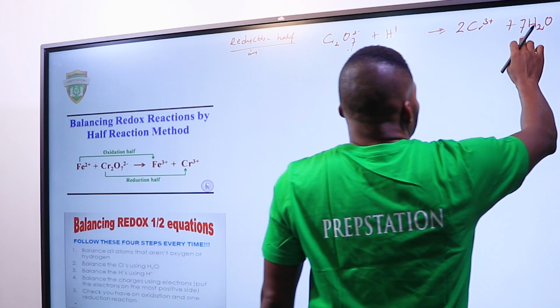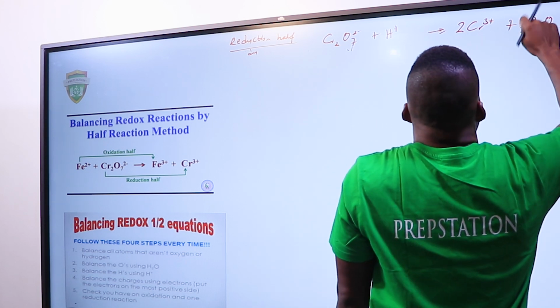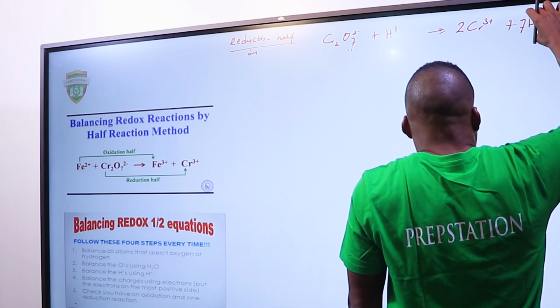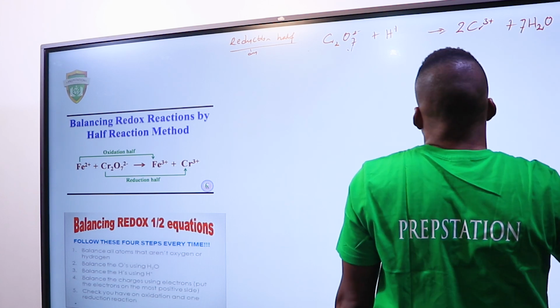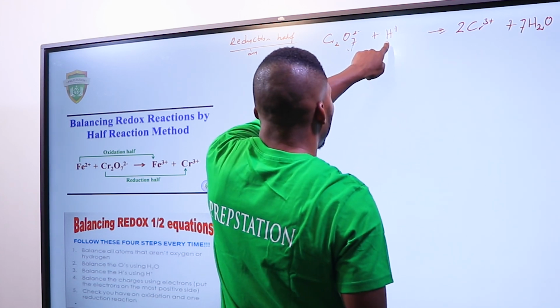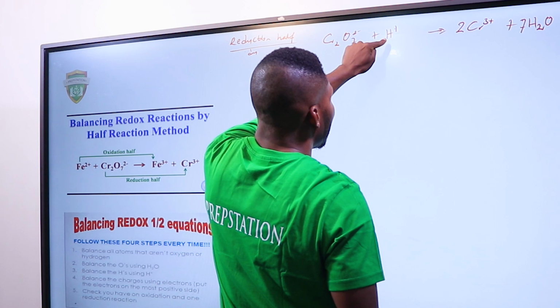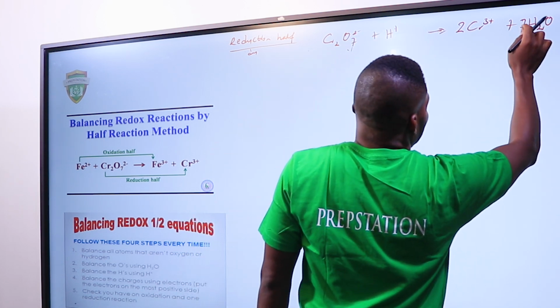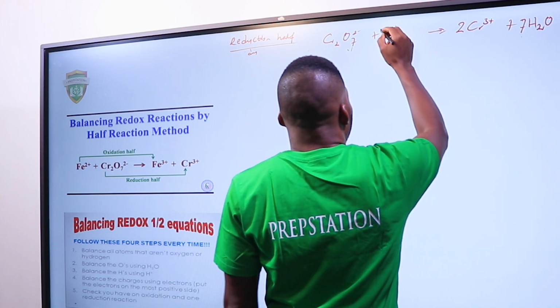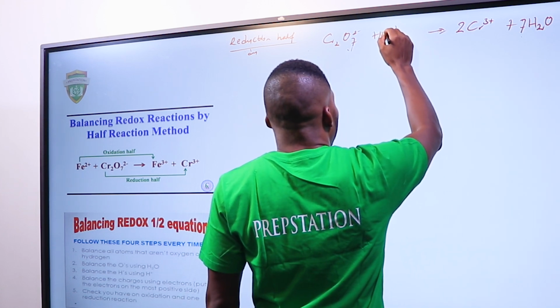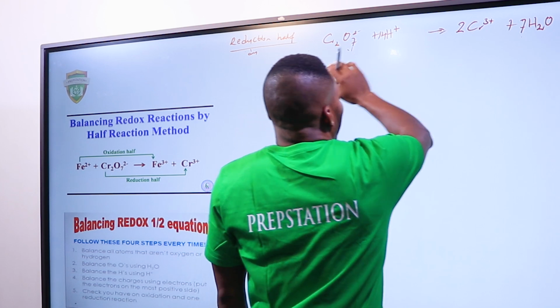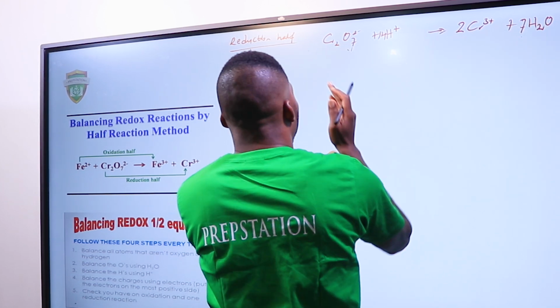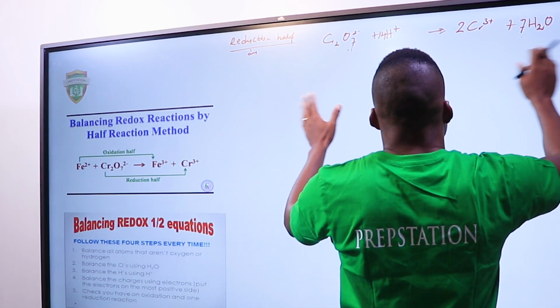Now we have introduced an extra number for hydrogen in the product. So 7 times 2 gives us 14. But here we have just 1 atom of hydrogen. So what should we do? 7 times 2 gives us 14. So we now have 14H+. So we have balanced the chromium, the oxygen, and the hydrogen in this reactant.